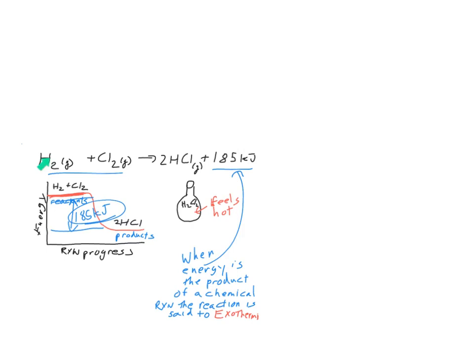If you're a biochemist or a biologist, you'll write exothermic reactions like this, where you write the number and it's part of the product. It's on the product side of the reaction.